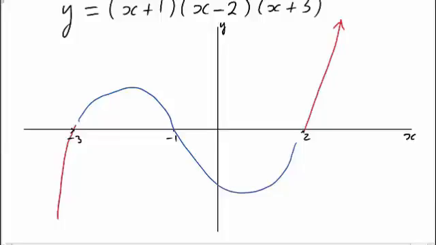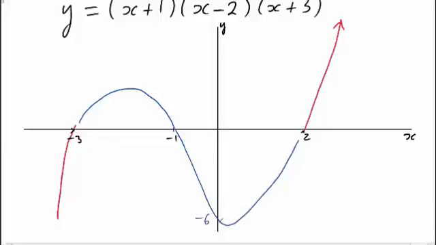So perhaps I should have drawn my blue curve a little bit lower so that it hits the y-axis at -6. We've not done too badly. We've got the general shape of the curve, but there is still some information that we haven't put on properly.